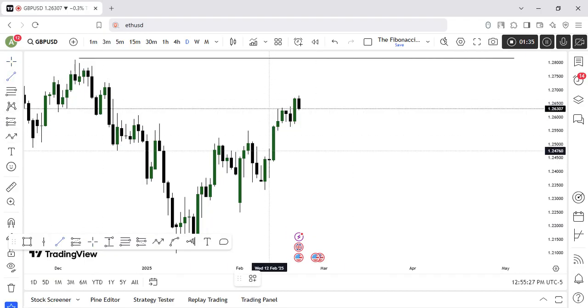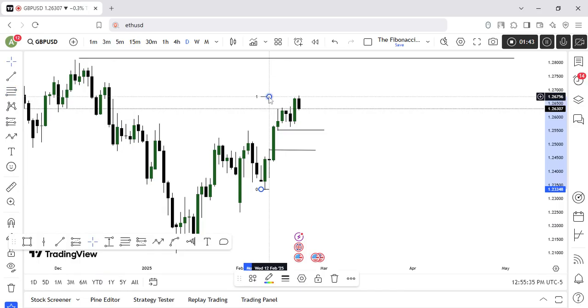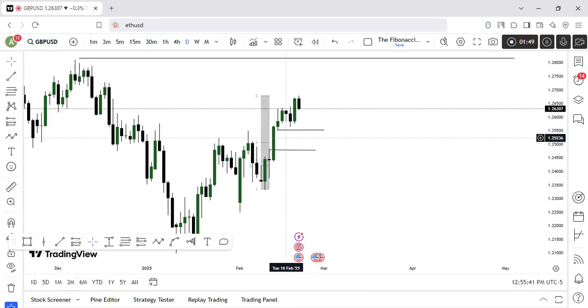Firstly, we will mark out any fair value gap presented here. This is our fair value gap in the daily time frame. And second, my favorite tool, which is Fibonacci. I will just use the Fibonacci tool right over here. This is the 0.5 area, which is right over here, the equilibrium level of this whole range which we are currently dealing with.